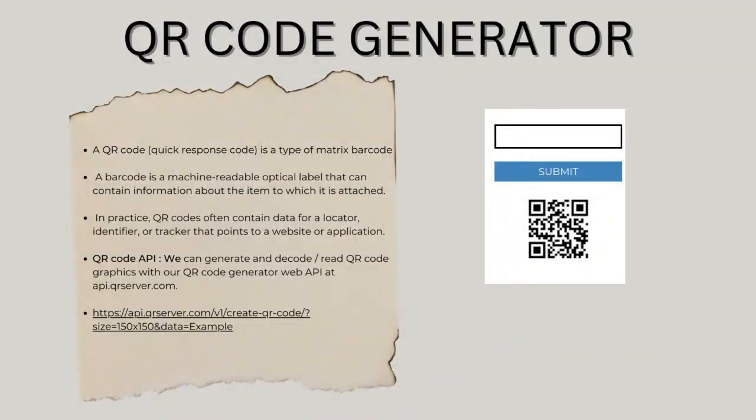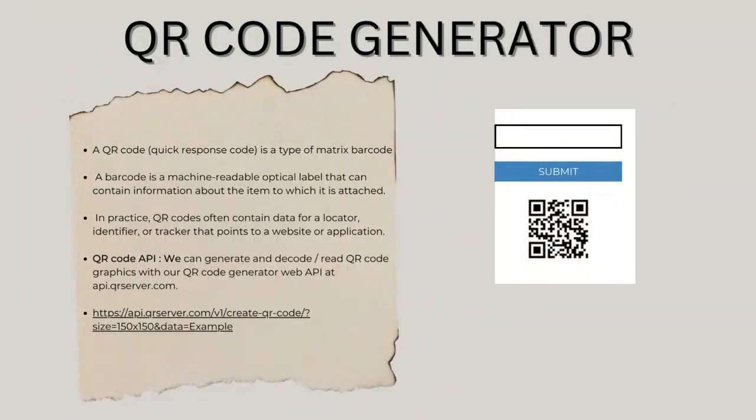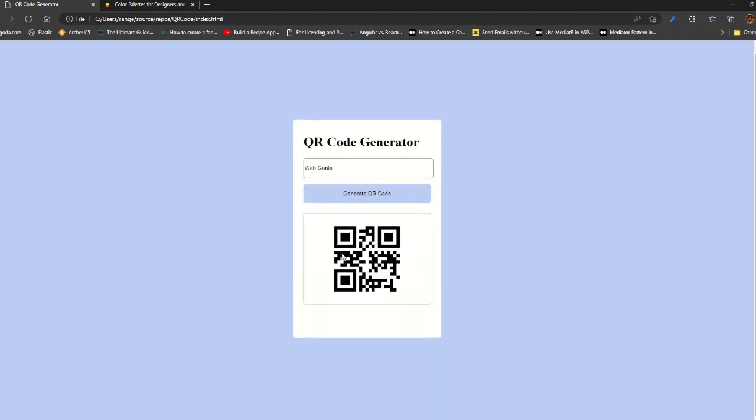So what we are going to do is type a keyword, and if we click on the submit button, a QR code will be generated. For that we are going to use a QR code API, and it is from the QRcode dot com site. So we are going to use that API for our application here. So this is the demo of the application which we are going to create.